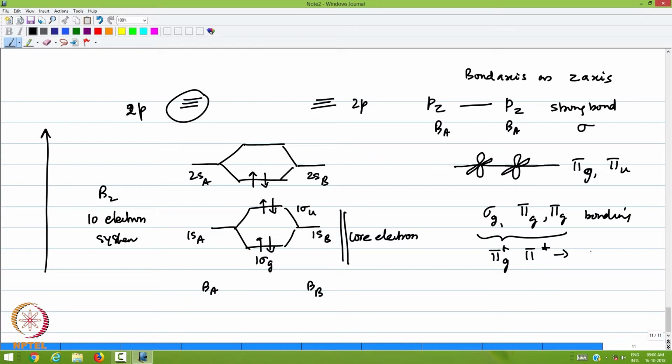which we normally call pi, we label by 1, 2, 3 and so on. Okay. Sigma g star, the anti-bonding orbital. Let me come to that labeling next.